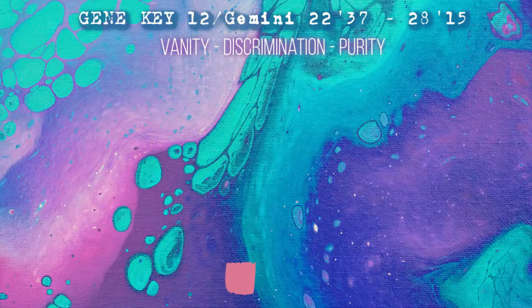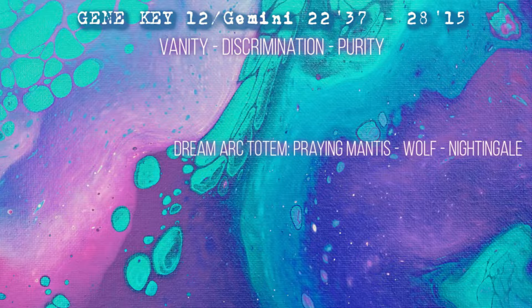So without further ado, let's jump in and have a brief overview of Gene Key number 12. Gene Key 12 moves from the shadow of vanity to the gift of discrimination to the siddhi of purity. It's associated with the zodiac sign of Gemini from 22 degrees 37 minutes to 28 degrees 15 minutes of Gemini. This particular archetype is associated at the fear key level with the praying mantis. At the life key animal, it is the wolf, and the vision key bird is the nightingale.